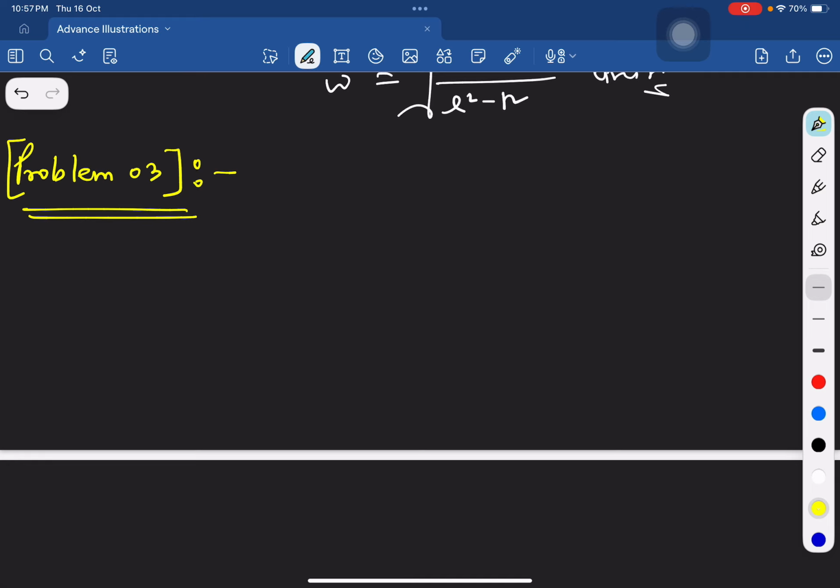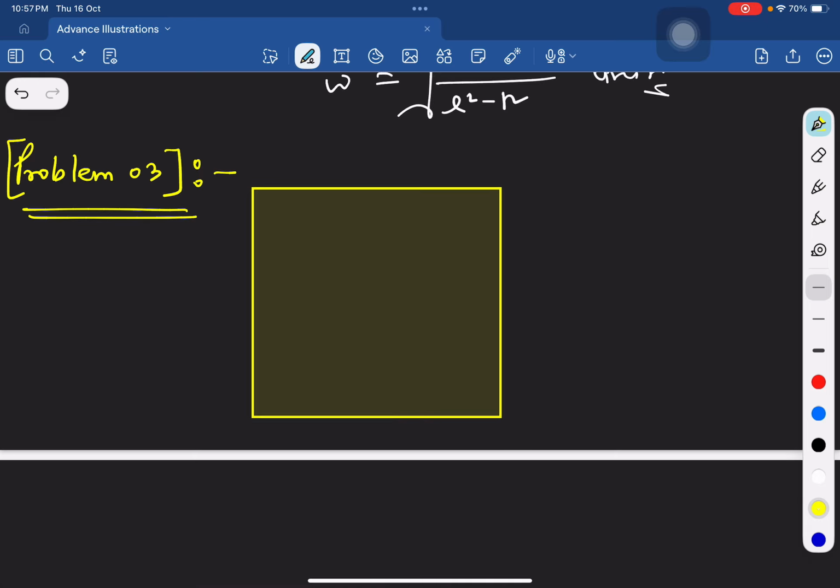So the question is like this, that there is a horizontal plane on which we have a metal ring.